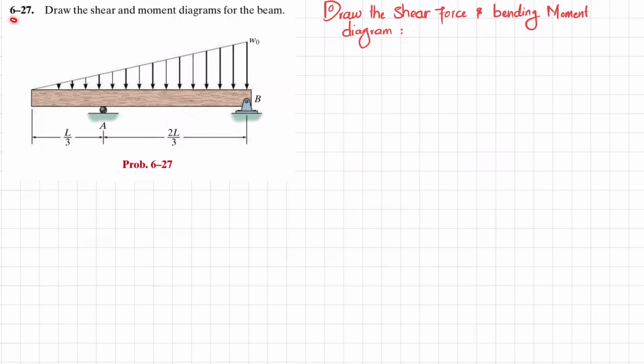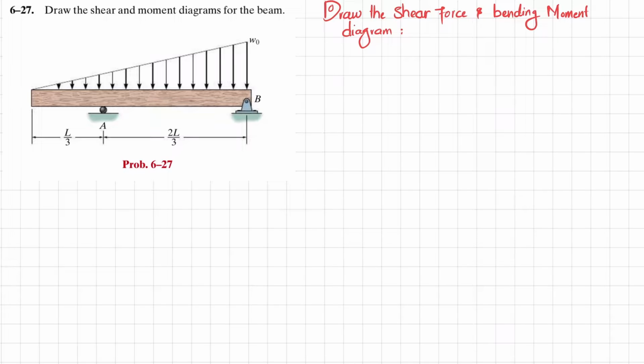Welcome back. Problem 6-27. The statement is: draw the shear and moment diagram for the beam. You can see this is an overhanging beam having a uniformly increasing load of magnitude W naught at this end. There is a roller support at point A while there is a pin support at point B. So we have to draw the shear force and bending moment diagram. Let's start with the solution.